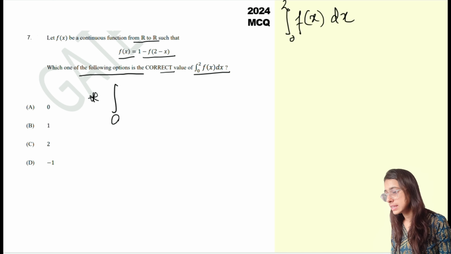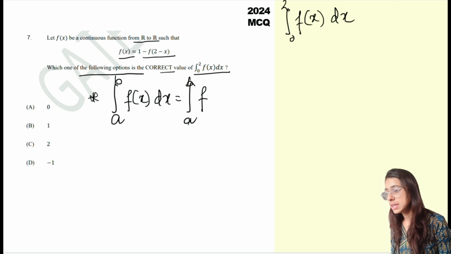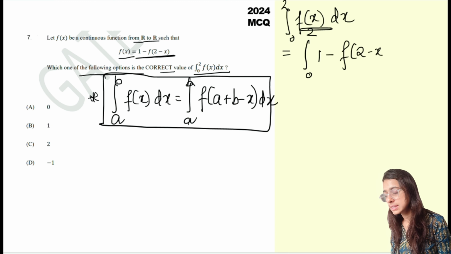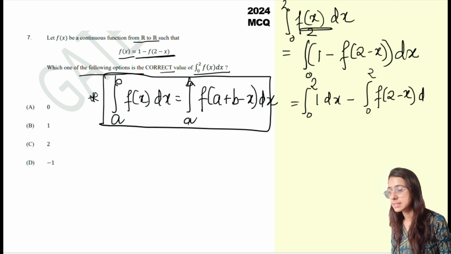So the property is, if a function is integrated from a to b of f of x dx, then its value is equal to the integration of f of a plus b minus x. That means आपको ये दोनों सेम ही वैल्यू देंगे इंटीग्रेशन की. So यहाँ पर पहले तो what is f of x? F of x is given to be 1 minus f of 2 minus x. So this will be the integral from 0 to 2 of 1 minus f of 2 minus x dx, which will give us the integral from 0 to 2 of 1 dx minus the integral from 0 to 2 of f of 2 minus x dx.